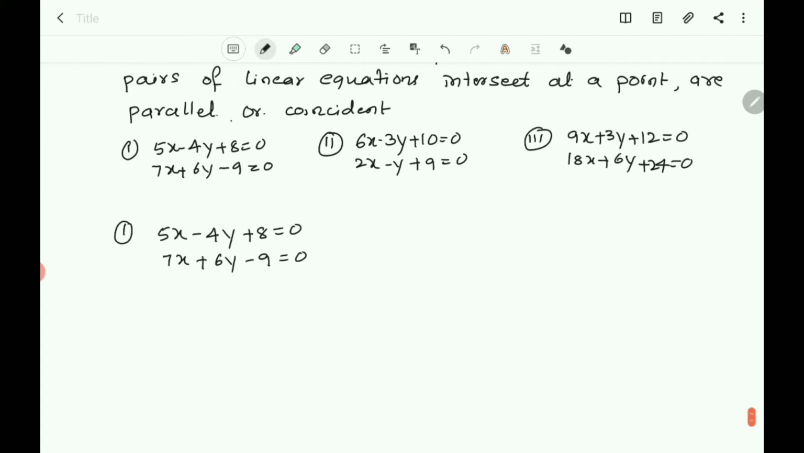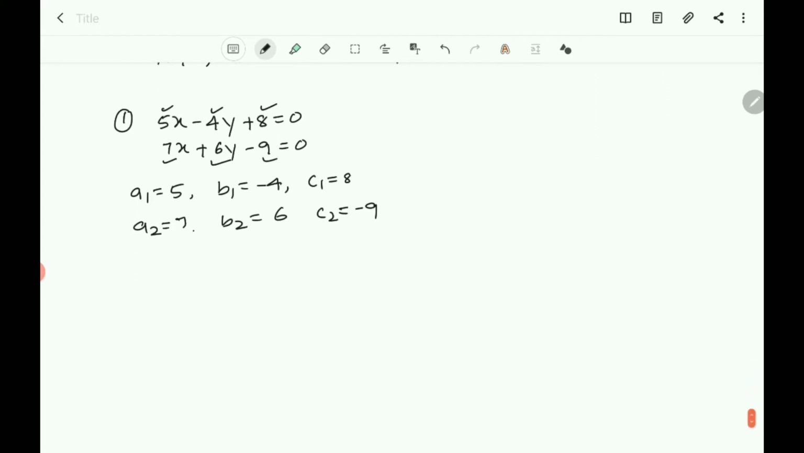Now here take the first equation, 5x minus 4y, otherwise you directly write here this a1, b1, c1. So you write a1 is equal to 5, b1 is equal to minus 4, c1 is equal to 8. This is a2, b2, c2. So you write a2 is equal to 7, b2 is equal to 6, c2 is equal to minus 9. Now find a1 by a2.